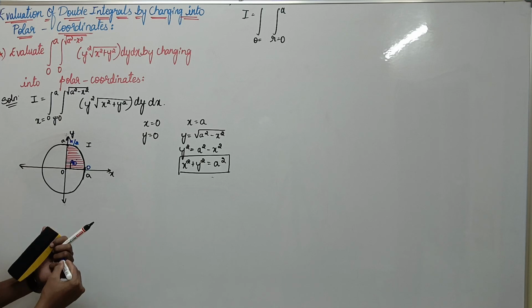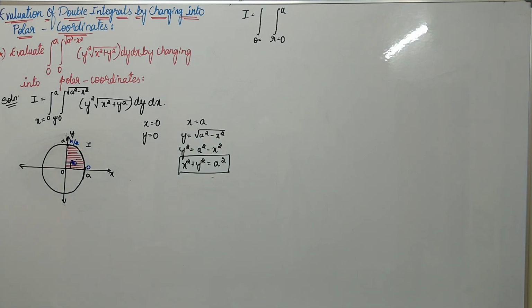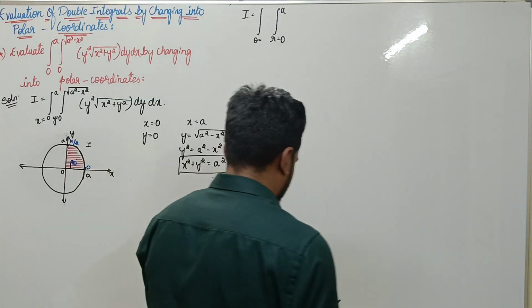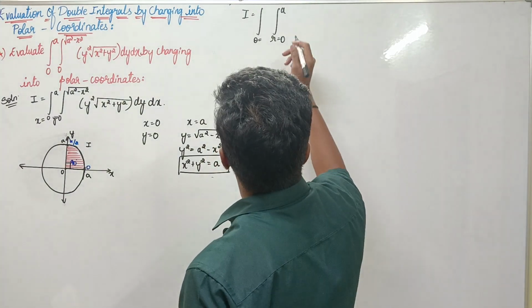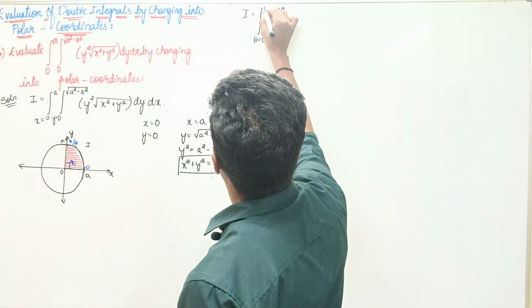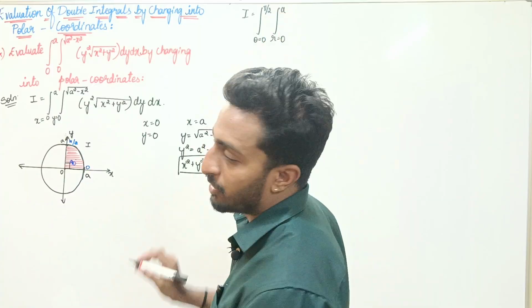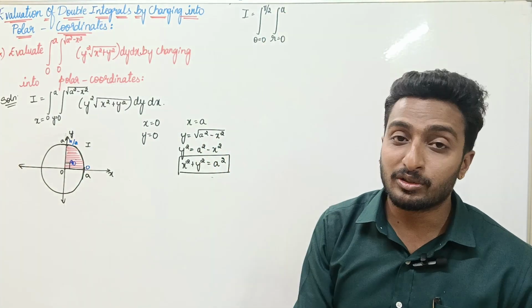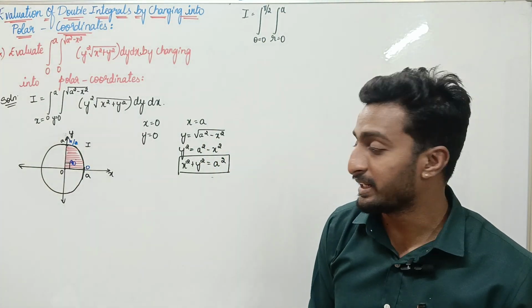Since it is in the first quadrant, we are going to consider only 0 to pi by 2. The angle is 0 to pi by 2. Got the point? Now we have to substitute the limit points with respect to r and theta.